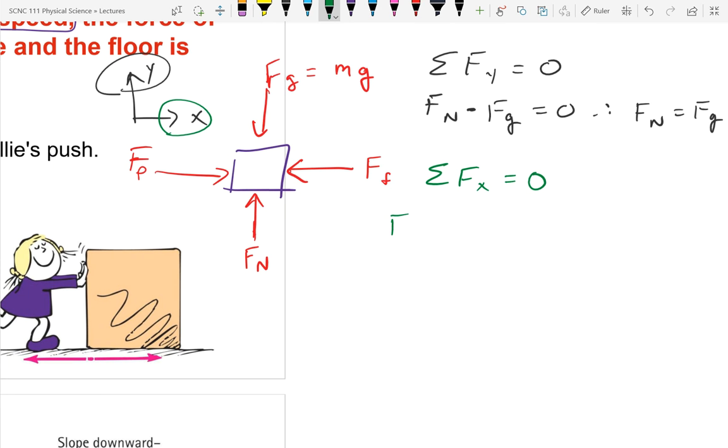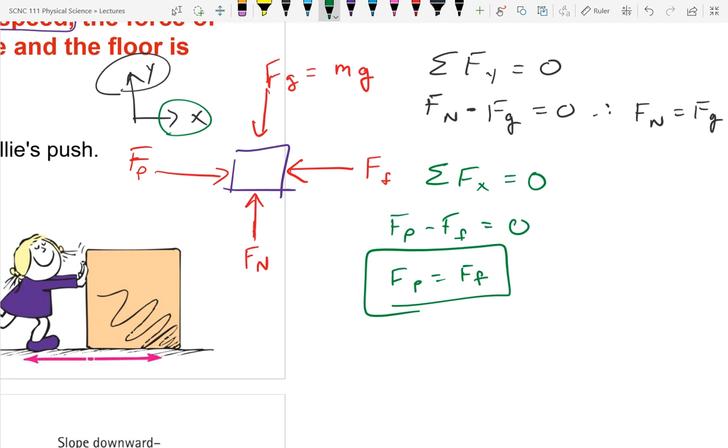So that's f sub p is positive. And the final one, f sub f, is anti-parallel is the word for it. So that's going to be minus f sub f equals 0. So force push must equal the force of friction.